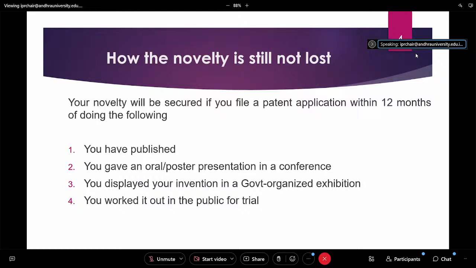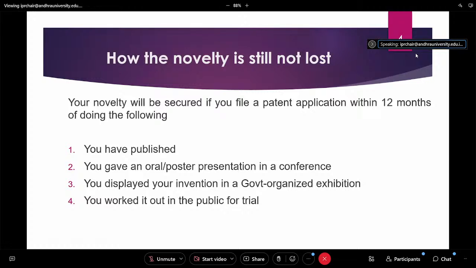So you might know in your department some senior guy or some professor, maybe they are going for some conference. There they will give some oral presentation. Oral means a talk, or some poster presentation. In that, if they have already disclosed the patent application, they still have this 12 months window time. They can still file it in India, saying that it was done in the oral or poster presentation.